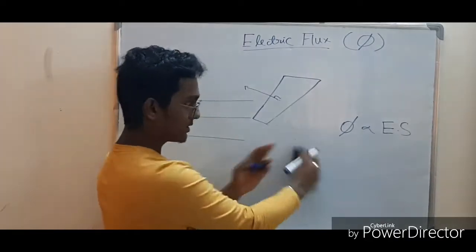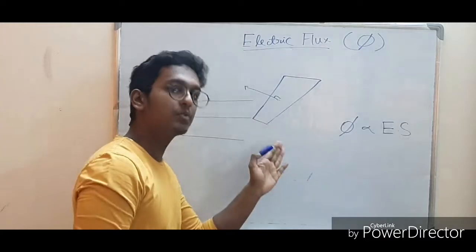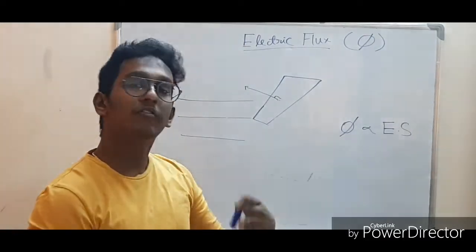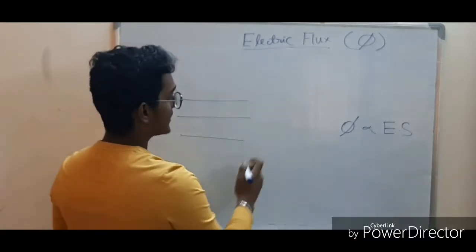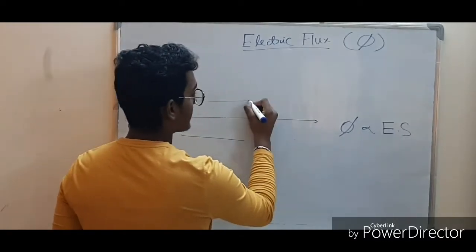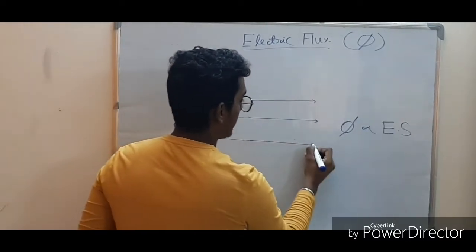So let's try to bring this formula in terms of the angle this vector makes with the field. So you have the electric field lines and you have a plane.